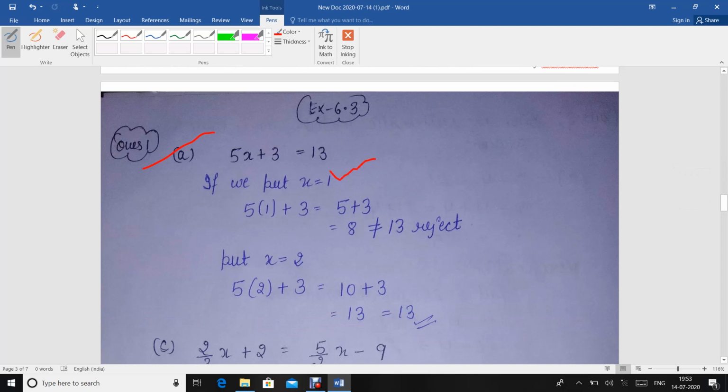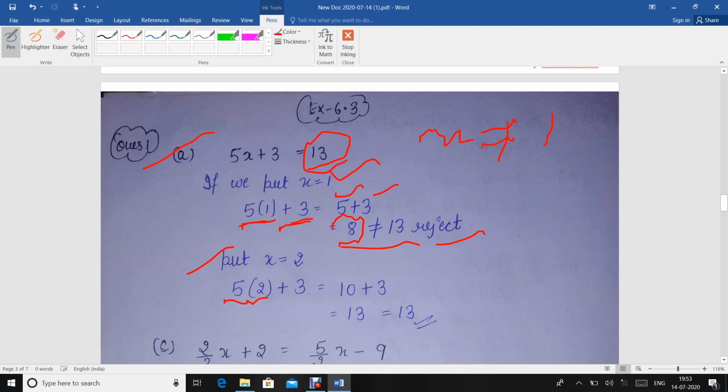If we put 1 at the place of x, then we will get 5 multiplied by 1 plus 3, that is equal to 5 plus 3, which is equal to 8. But on the right hand side we have 13, so this value is rejected, means we cannot put 1 at the place of x. Now try for 2, means put the value of x as 2.